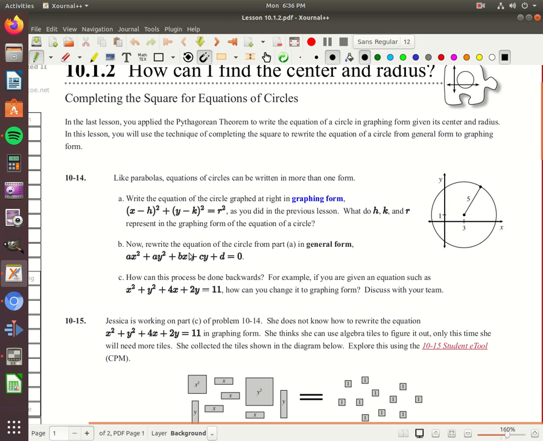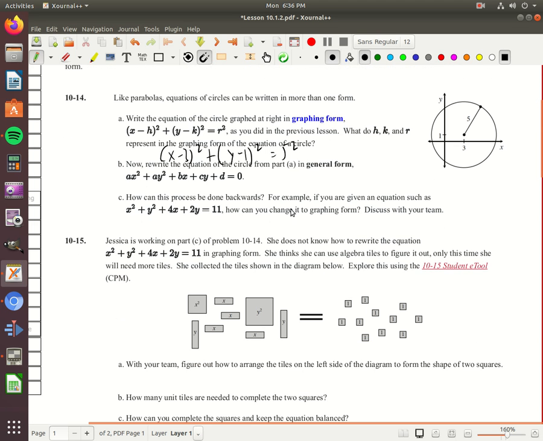So we're going to write the equation of this circle that we see here. Our center is (3, 1), so I will say it is (x minus 3) squared plus (y minus 1) squared, and it looks like we have a radius of 5, so we'll say it's equal to 5 squared. Now it says rewrite the equation of the circle from part A in general form. So we have the general form of a circle here, kind of the standard form as it were.